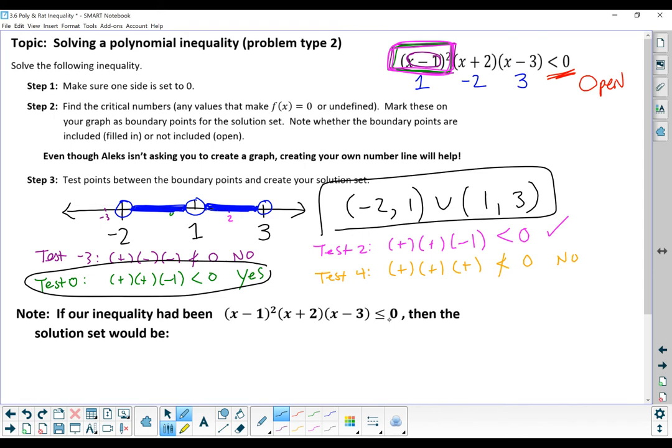Now, if our inequality had been less than or equal to, all those test regions would be the same, but the thing that would change is that our boundaries would have been filled in. Filled in, filled in, filled in. And so then it would be a much different answer because the answer would end up being from -2 to 3. So really watch whether you need to fill in those boundaries or not.